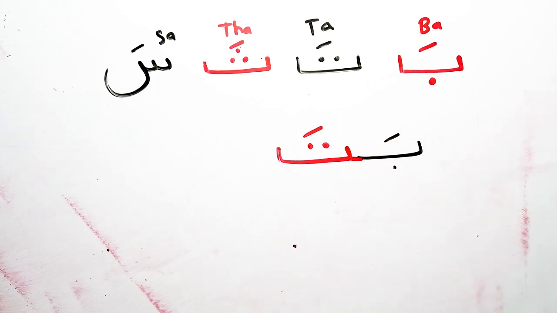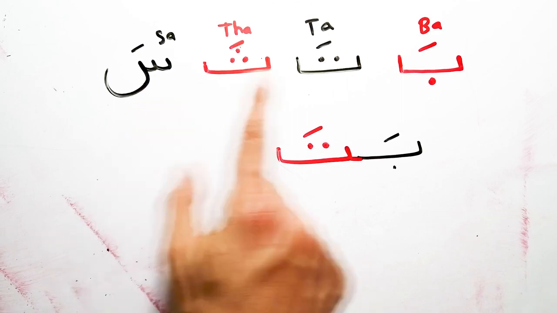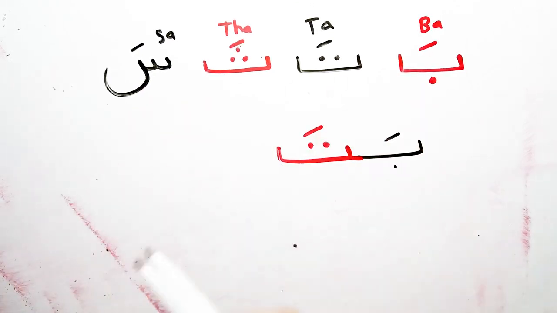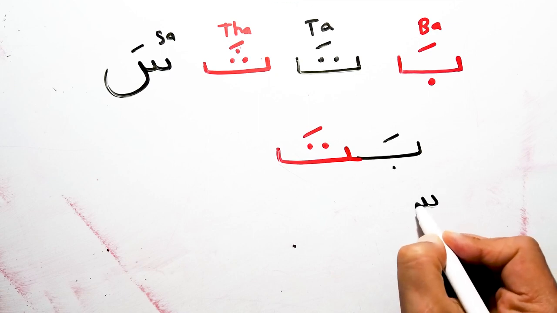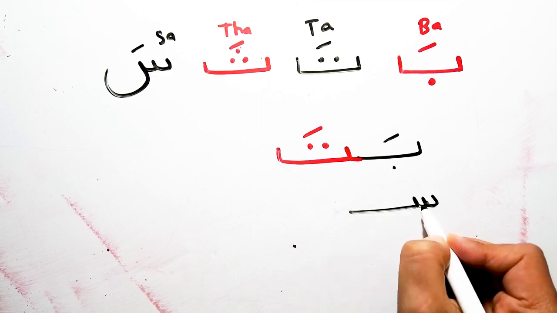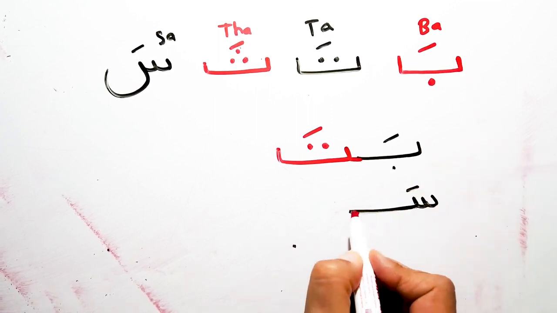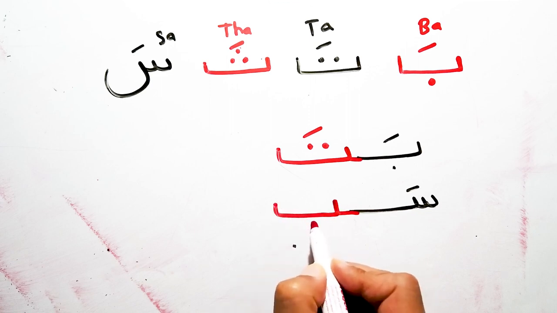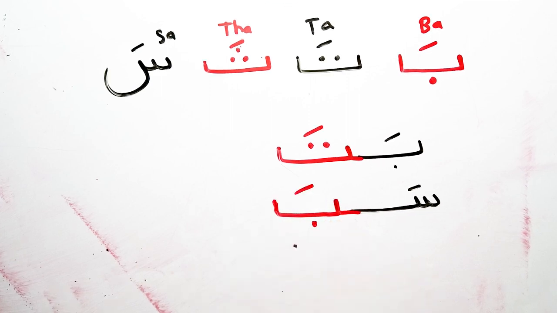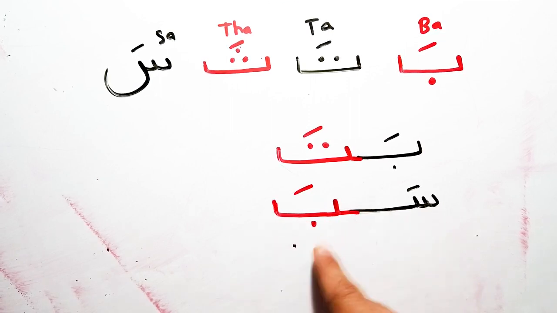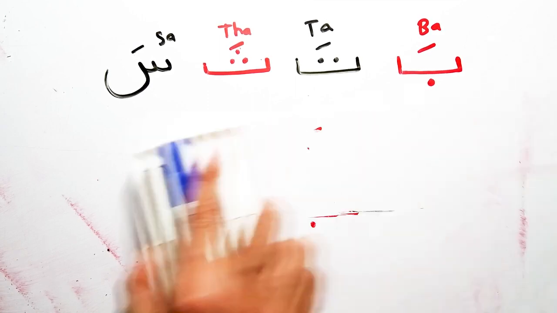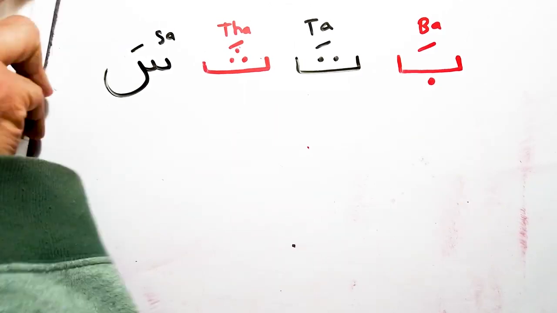Okay, let's make another combination. Let's connect sa to ba. Sa in the beginning of the word. It will be like this. Sa, ba. Saba, saba, saba. Easy.